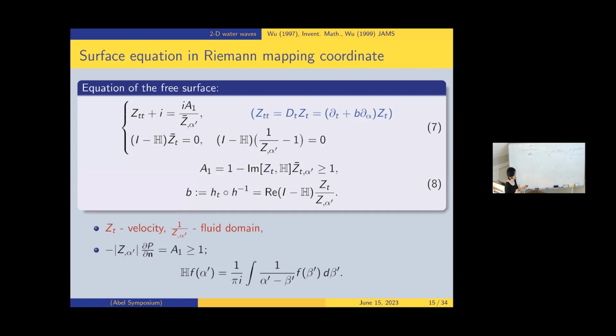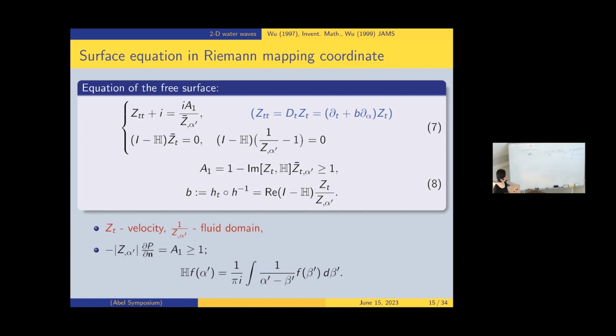Now the right-hand side is supposed to be i A z alpha, right? So basically it should be a quantity pointing in the normal direction. But if I look, this A1 is a real-valued function. So if you just look at i divided by z alpha bar, it points in the same direction as i times z alpha. Okay, so we can just write down the Euler equation on the interface this way.